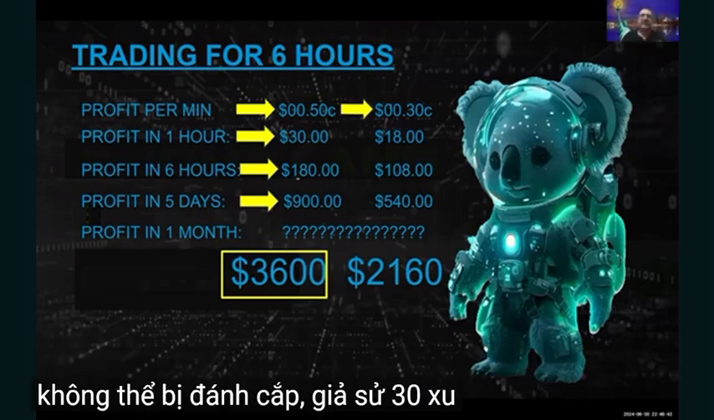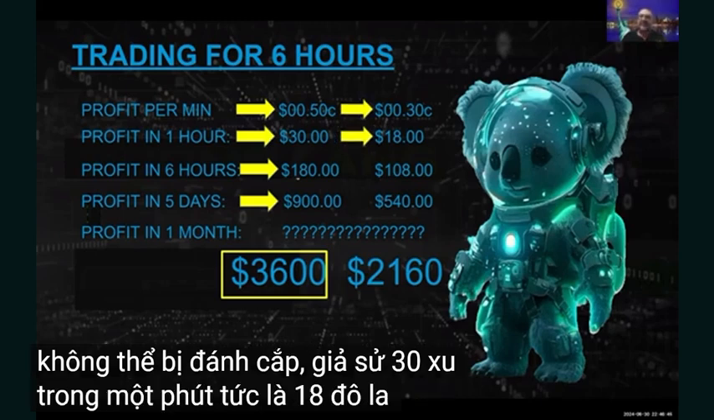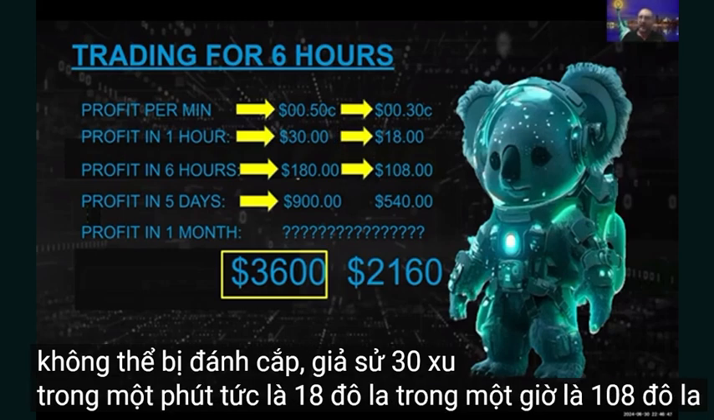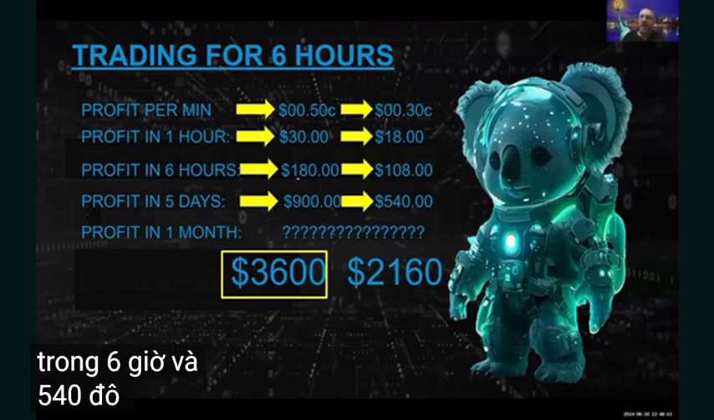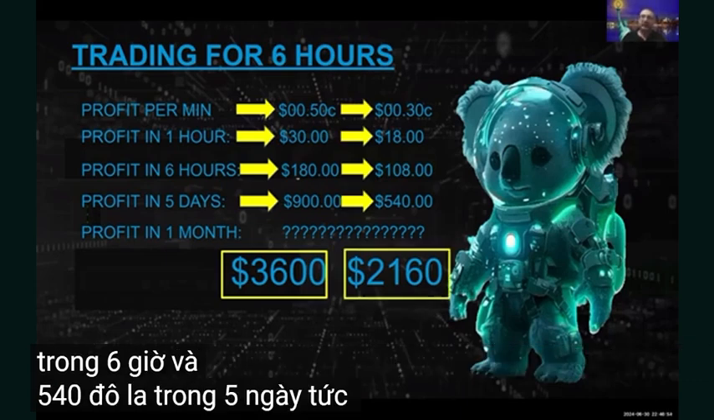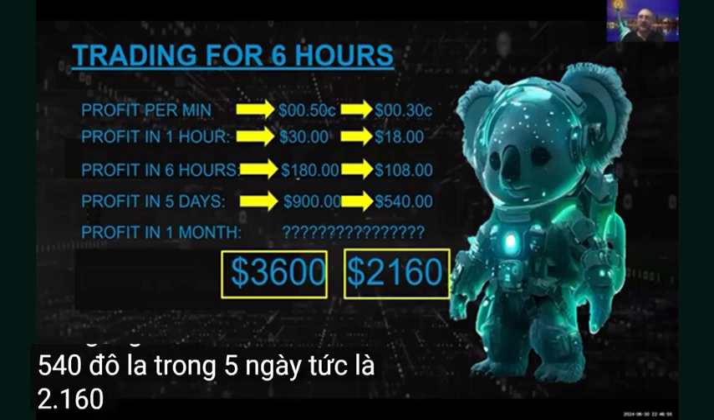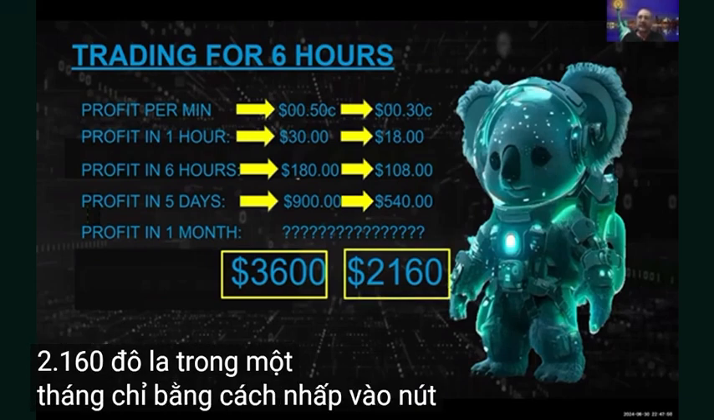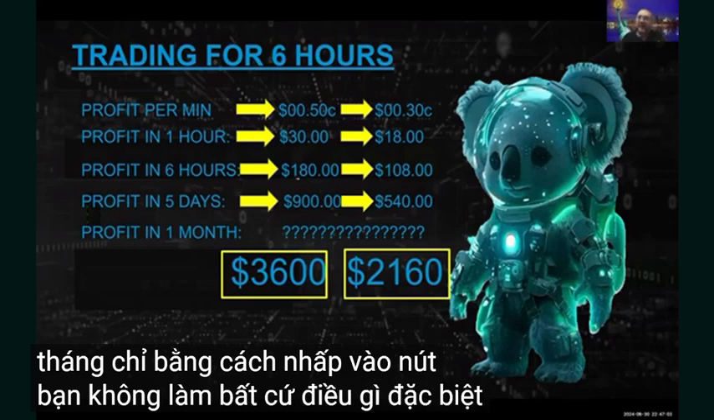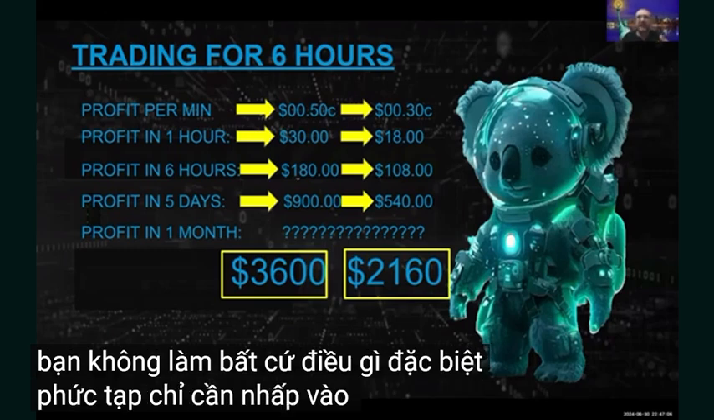Not to be sniffed at. Let's say 30 cents in a minute. That's $18 in an hour, $108 in 6 hours, and $540 over 5 days, which is $2,160 in a month. For simply clicking a button. You're not doing anything particularly complicated. Just clicking a button. This is easy to do.